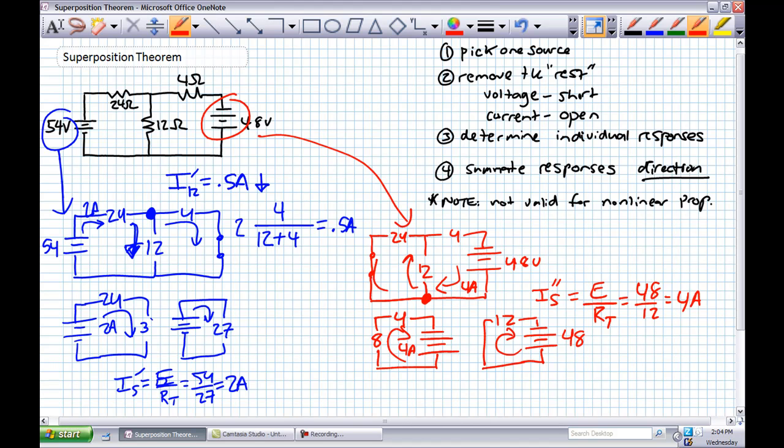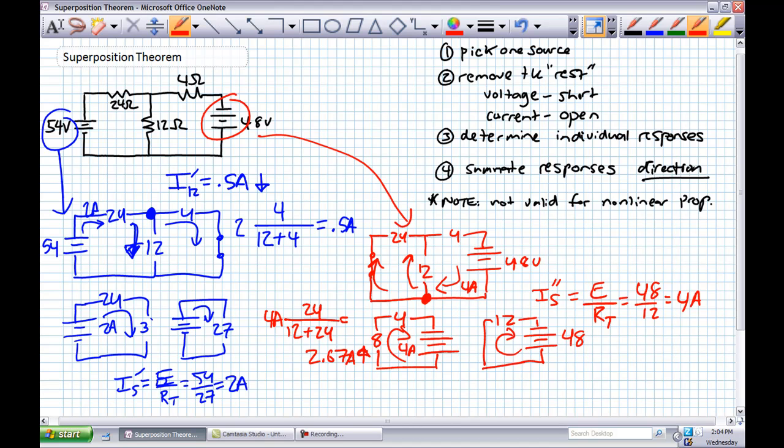It's going to split up according to the current divider rule between our 12 and 24 in that direction. What's the current divider rule for that? Well, it's 12 plus 24. And if we're solving for the current through the 12, put the 24 on top. What is the current coming into that node? It's 4 amps. So 24 over 36 of 4 amps should give us 2.67 amps. Critical point, going up.